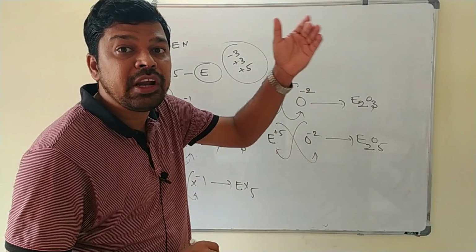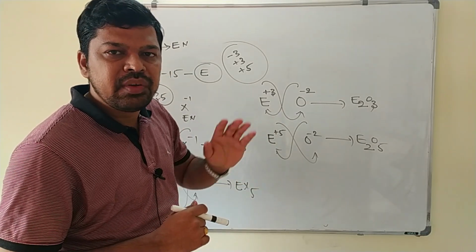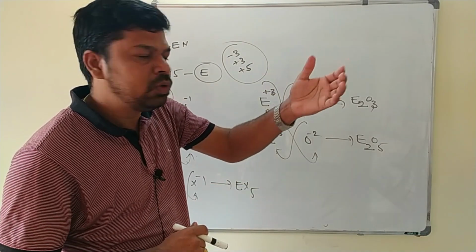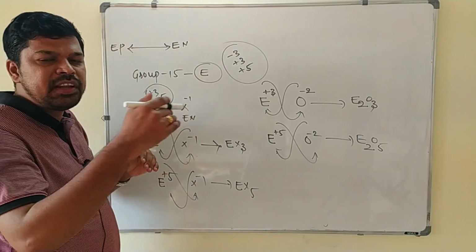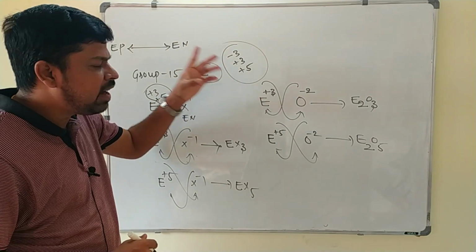A simple logic is, group 15 elements will show positive oxidation state with the other element which is more electronegative than group 15, and they will show negative oxidation state with the other element which is more electropositive than group 15. If group 15 is electronegative, it shows -3. If group 15 is electropositive, it shows +3 and +5.